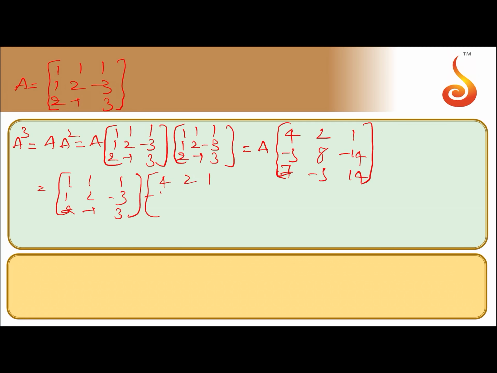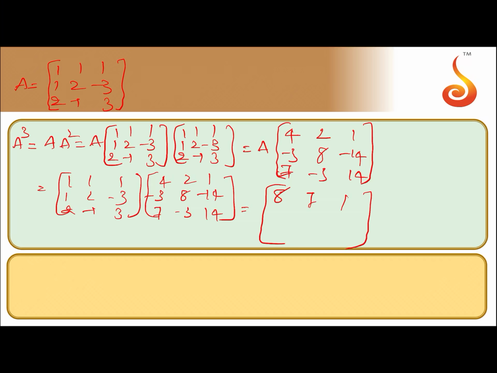It's 4, 2, 1, minus 3, 8, minus 14. Okay, 7, minus 3, 14. The product of these two is equal to, it gives you 4 minus 3, 1 plus 7. I hope you'll be getting 8. Next, 2 plus 8, 10 minus 3, 7. 1 minus 14, minus 13 plus 14, 1.